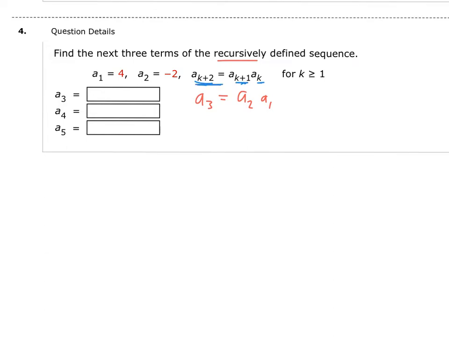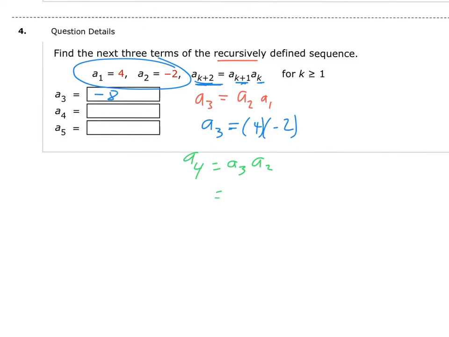And so really, as I interpret this now, what it's saying is the next term is always the previous 2 terms multiplied together. They gave me these previous 2 terms as 4 and negative 2, so that's going to be negative 8. Then when I want to find a sub 4, I'm again going to multiply the previous 2 terms together, a sub 2 and a sub 3. That's negative 8 (a sub 3) times a sub 2, which is negative 2, so that's going to come out to 16.